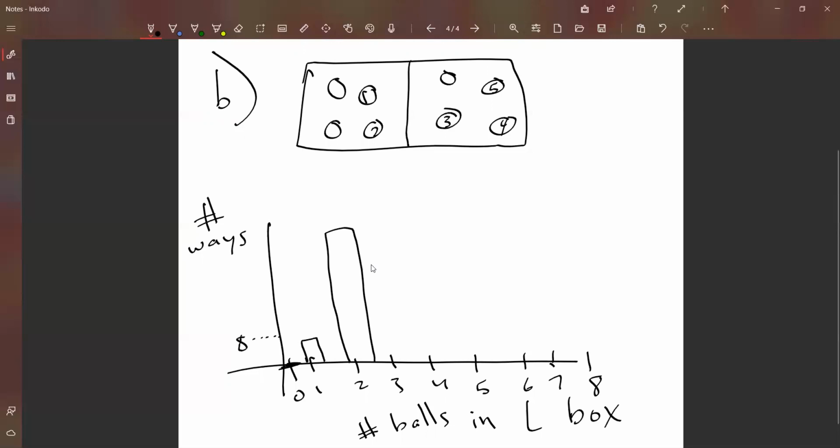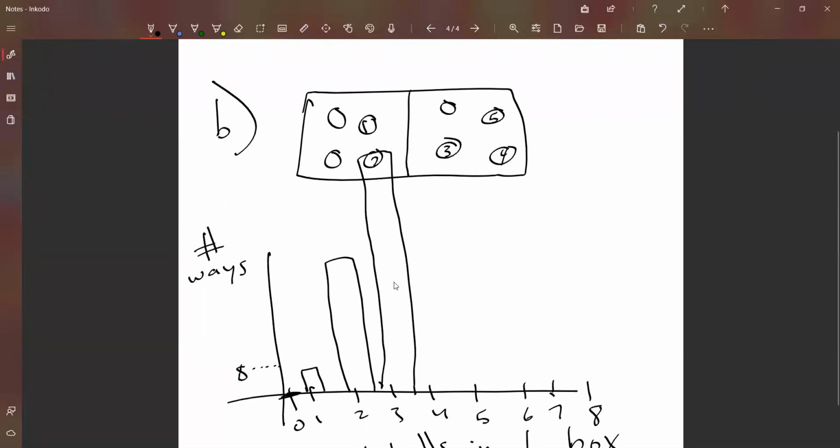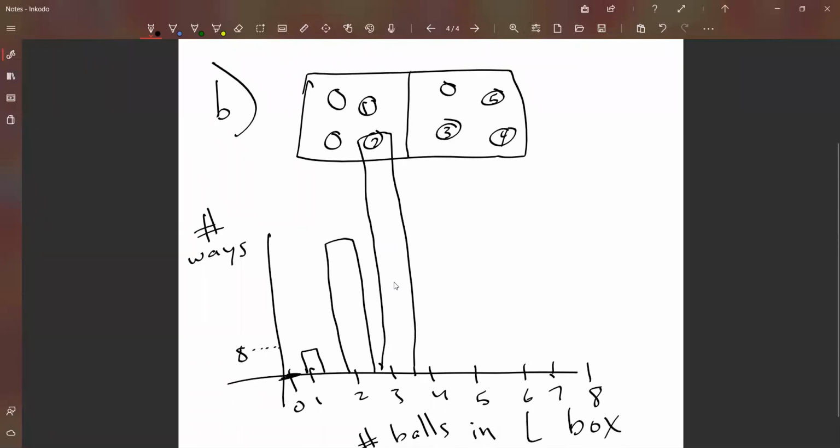How many ways are there of finding 3 balls in the left box? Tons. You could have balls 1, 2, 3, or balls 5, 6, 7. So that bar, this is not to scale. I'm not even accurately representing the difference between these two. And then, of course, how many ways are there of finding 4 balls in the left? It could be balls 5, 6, 7, 8, or balls 1, 2, 3, 4, or balls 1, 3, 5, 7, etc. That's going to be the tallest bar of all, straight out of the page.